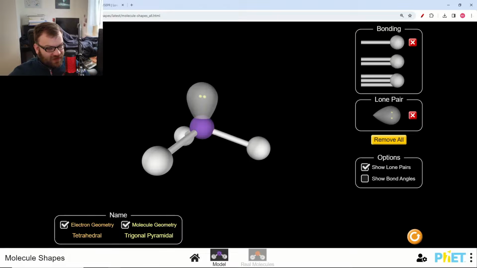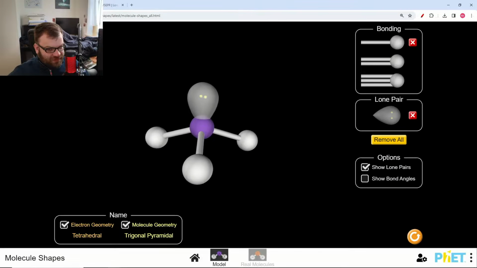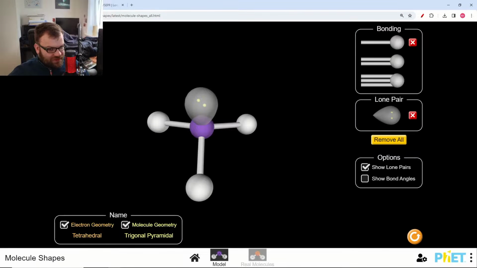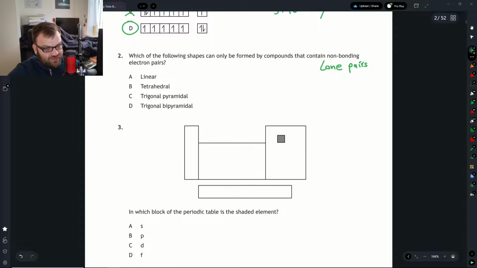Trigonal pyramidal occurs when you have 4 pairs of electrons, 3 of them are bonding pairs, 1 lone pair which distorts the shape, and that will give us the answer of C.